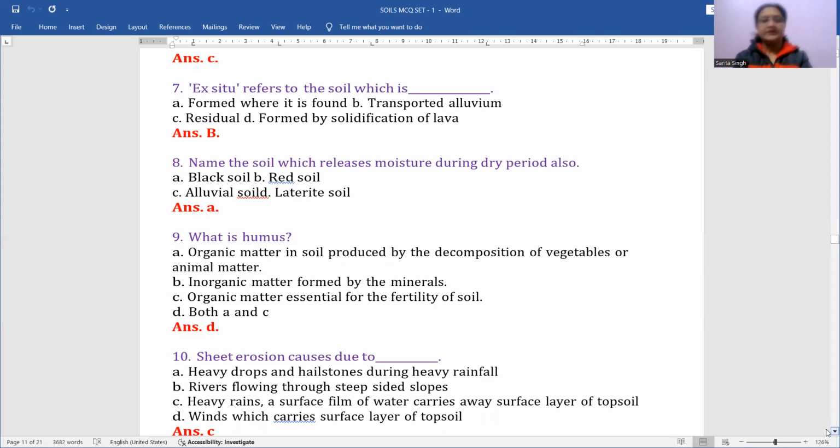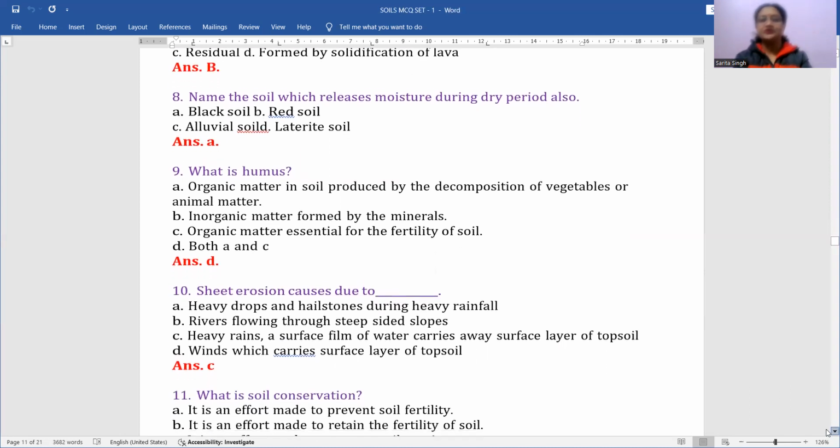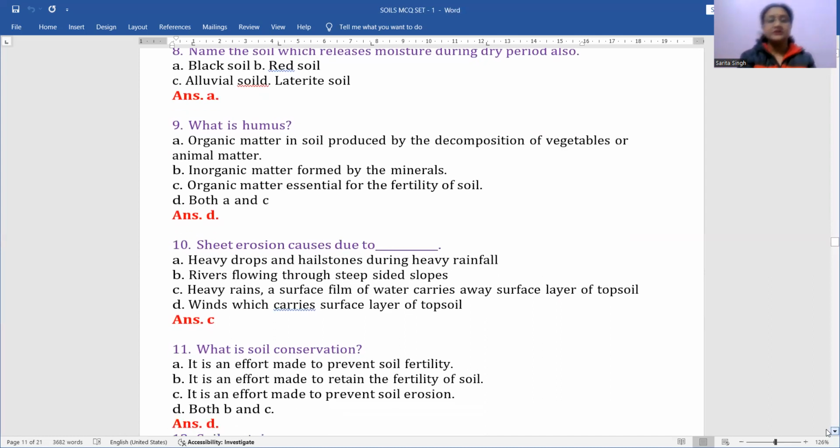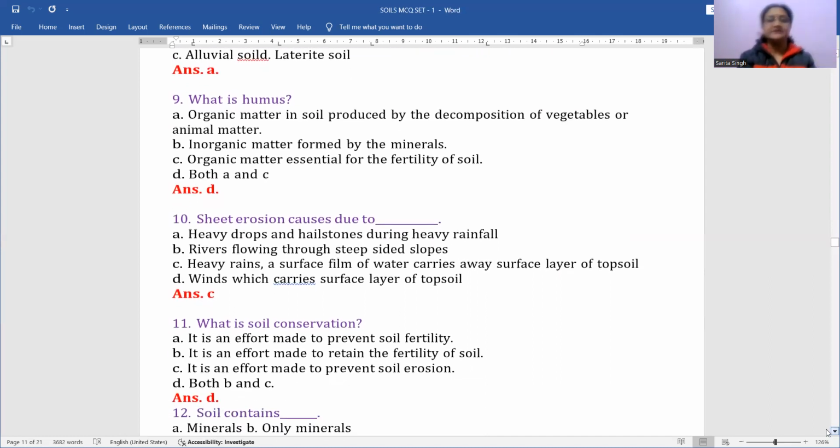ओके, अच्छा नेक्स्ट है: name the soil which releases moisture during dry period also. It is black soil, because it holds moisture and during the dry season it provides moisture to the plants.